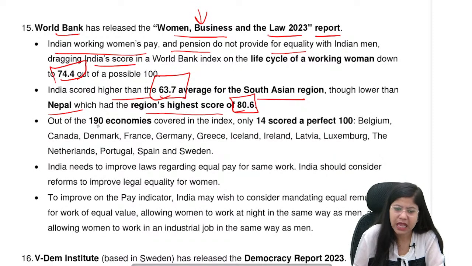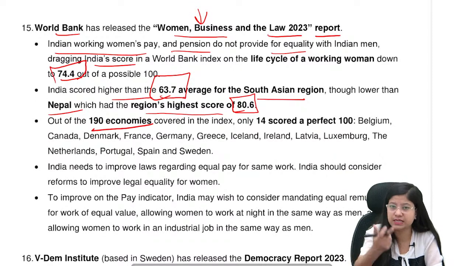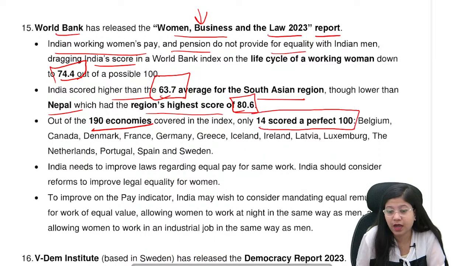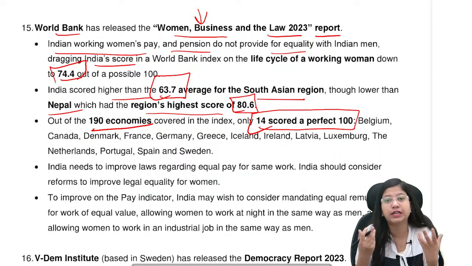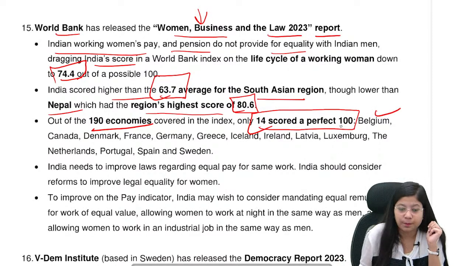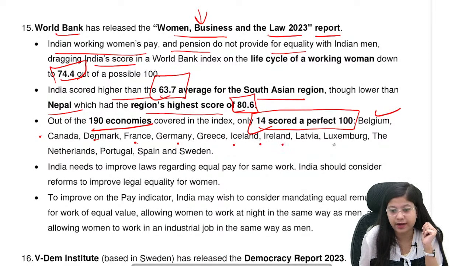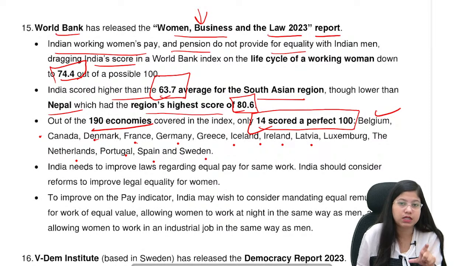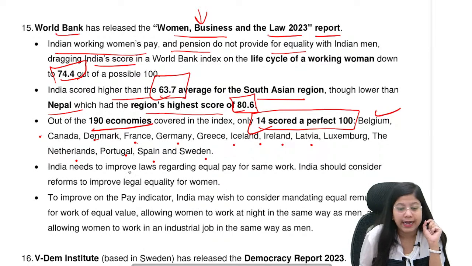Okay? Out of the 190 countries which were assessed in this report, 14 scored a perfect 100, providing for gender equality. Belgium, Canada, Denmark, France, Germany, Greece, Iceland, Ireland, Latvia, Luxembourg, Netherlands, Portugal, Spain and Sweden. These are the 14 countries having a 100 score. India needs to improve laws that I have already told you.